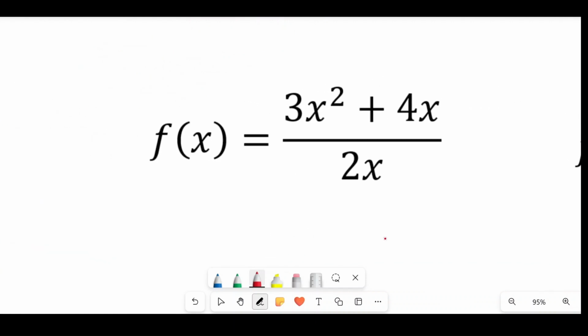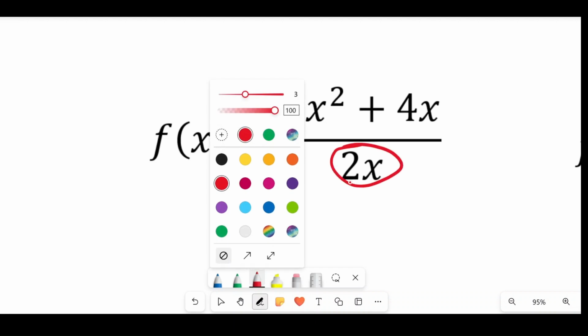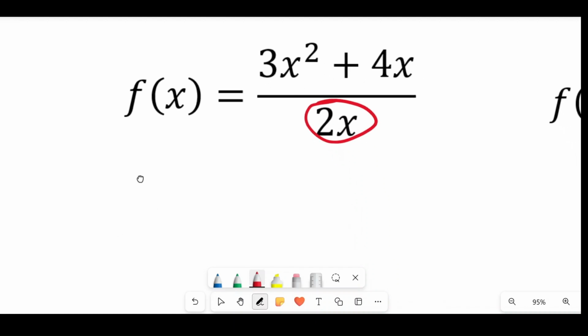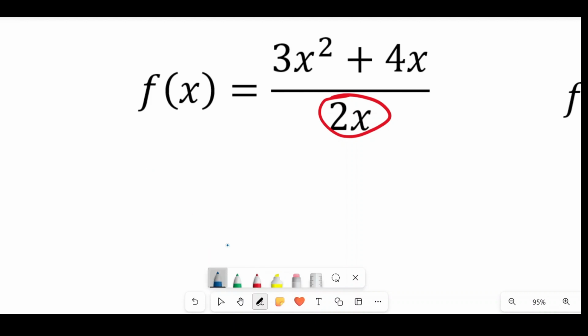So here's a function that is technically a quotient. But again, I wouldn't use the quotient rule here because the denominator, even though it's a function because there's an x, is a monomial. And because it's a monomial, we can do basically exactly what we did in the other example, which is separate this into two distinct fractions that have the same denominator. So I would rewrite this as 3x squared divided by 2x plus 4x over 2x.